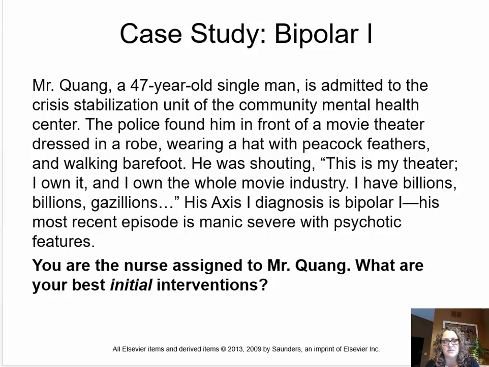His Axis 1 diagnosis, which they don't have Axis anymore, sorry, I should change that. His diagnosis is Bipolar 1. Most recent episode is manic, severe, with psychotic features. You are the nurse assigned to Mr. Kwang. What are your best initial interventions?